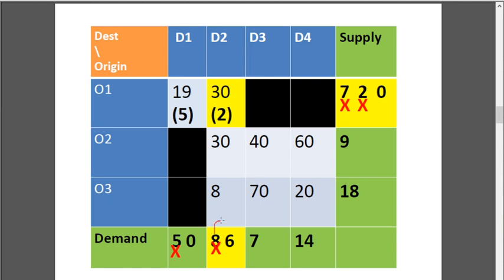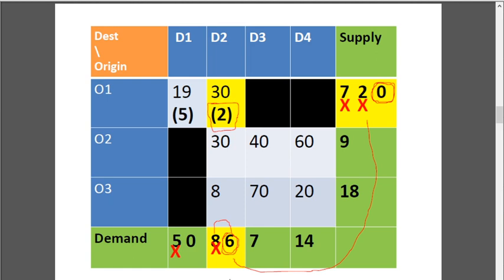Then, out of 8, 2 has been given. Therefore, the remaining would be 6, so 6 units have yet to be given to destination 2. And in origin 1, since all the units have been given, the remaining supply is 0. So the supply becomes 0 at origin 1 and at destination 2 the demand changes from 8 to 6, since we have given 2 units from origin 1 to destination 2. Mark up the units that you have given in this cell.